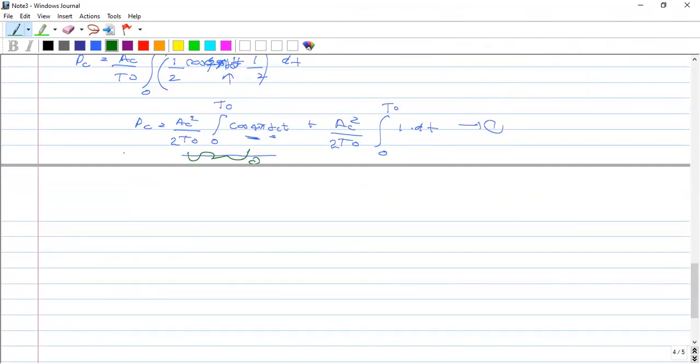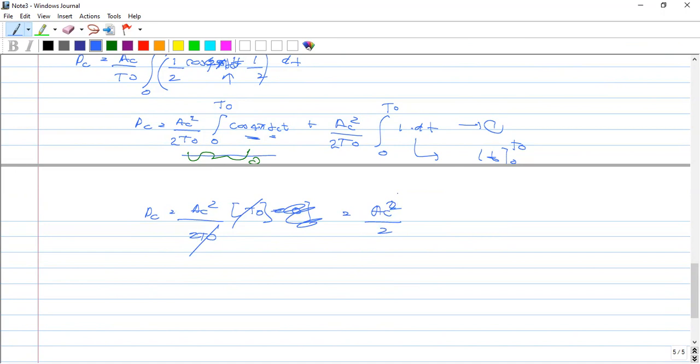And what about this part? We have Pc equal to Ac squared over T naught. So it is 1, no? 1 integrated with dt is t. So for this part you will have t, and the limit is from 0 to T naught. You have to substitute the upper limit minus the lower limit, that means T naught minus 0. So you will get T naught only, and T naught cancels out. You will get Ac squared by 2.